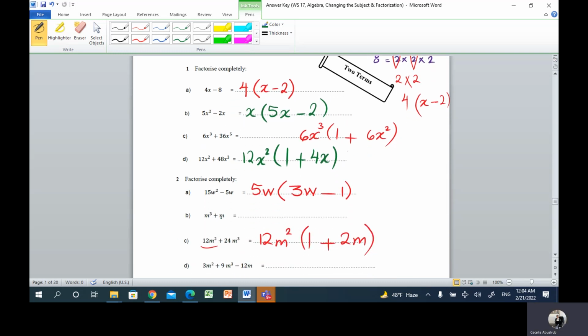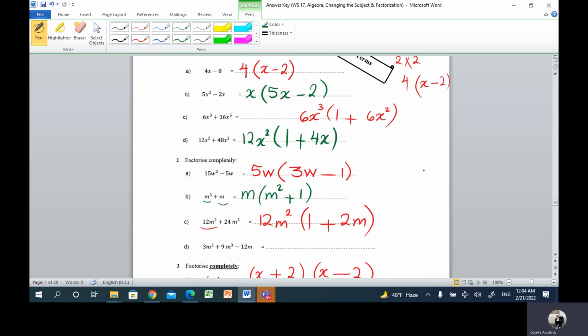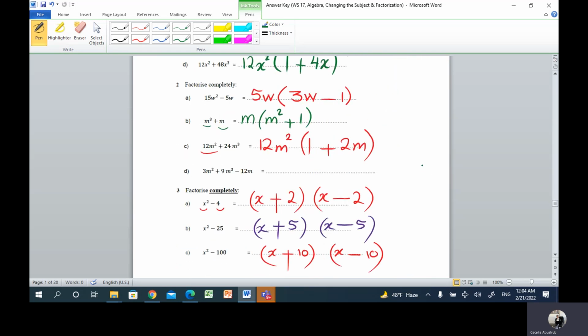m cubed plus m, so we need to get the common factor out, which is m, and then we open a bracket. m times m squared will give me the first term, which is m cubed, plus 1, because m times 1 will give me the second term, which is plus m, and we always check by expanding our factorization. Here we have 3 terms: 3m squared plus 9m cubed minus 12m.